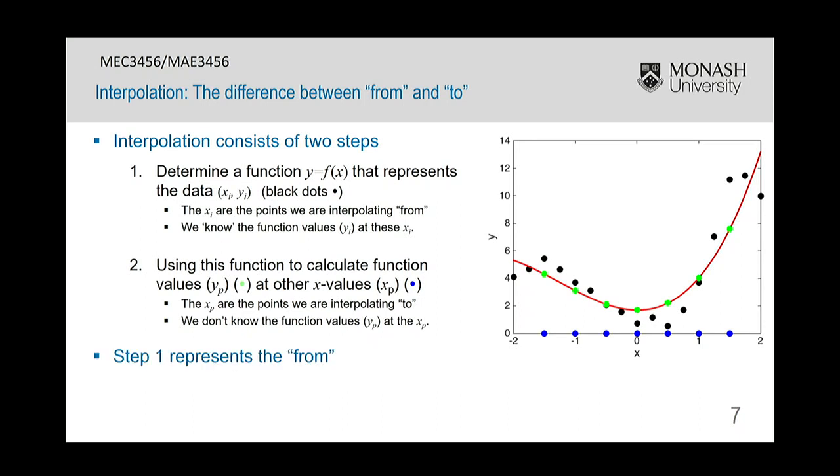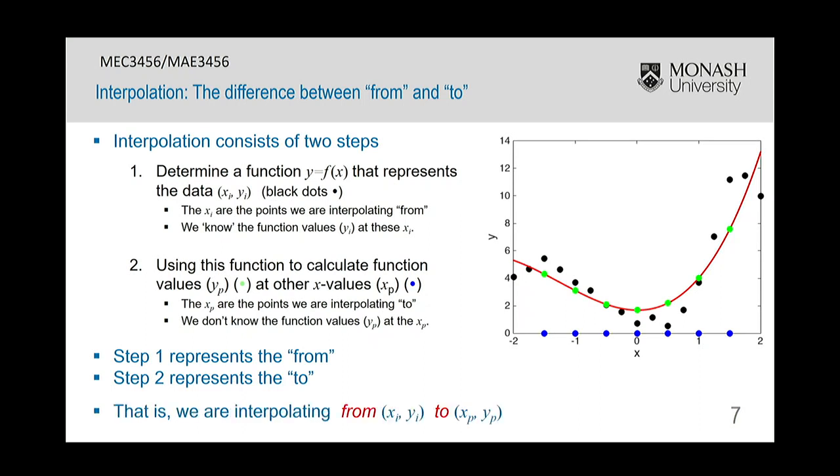Step 1, fitting the function, represents interpolation from. Step 2, using our function to calculate values, represents the interpolation to. And try and keep this in mind when we come to do interpolation, because it can get very confusing if you don't have this clearly in your mind. So fundamentally, we're interpolating from our known data points, xi, yi, to a set of data points where we don't know the data. That's the xp, yp.